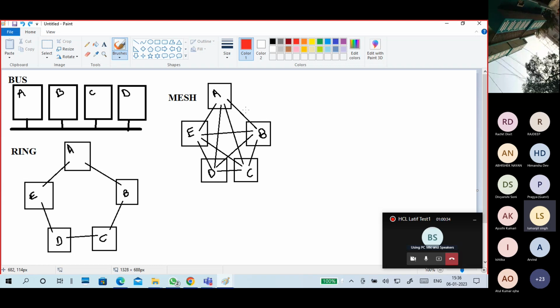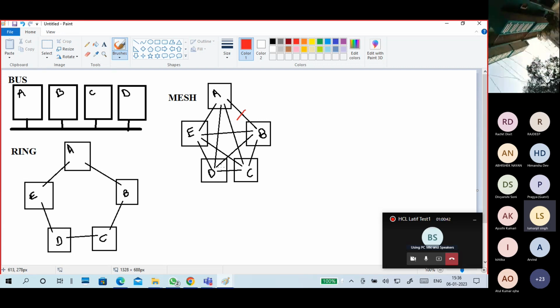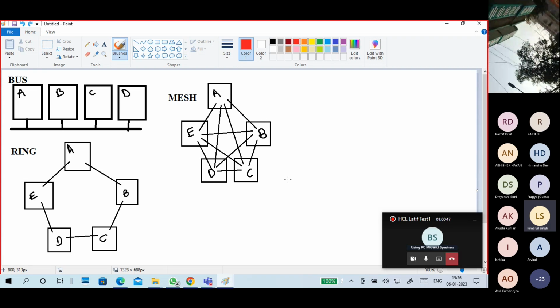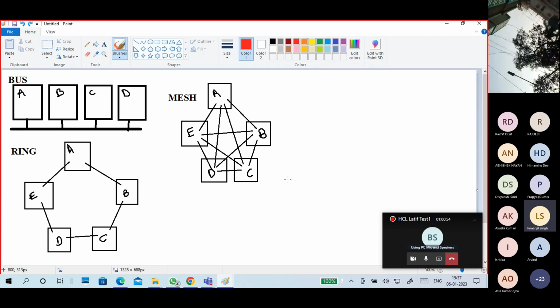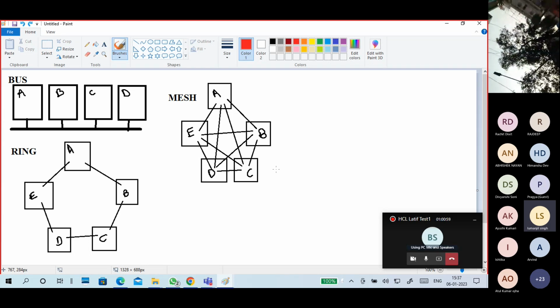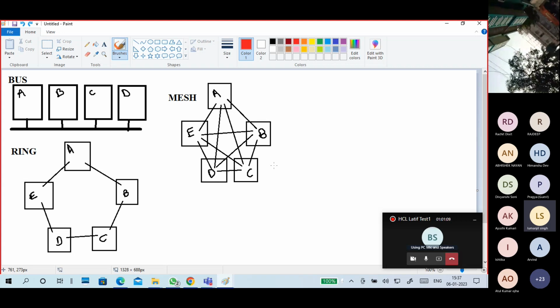For example, if a wire is broken, like this wire is disconnected, A to B communication is stopped, but B to E, D to E, C to E communication is still there. It is complex to design a mesh topology and it is difficult to troubleshoot, but it is redundant. Why redundant? If any device or wire is down, we are still able to communicate with other devices over other paths. That is a mesh topology.